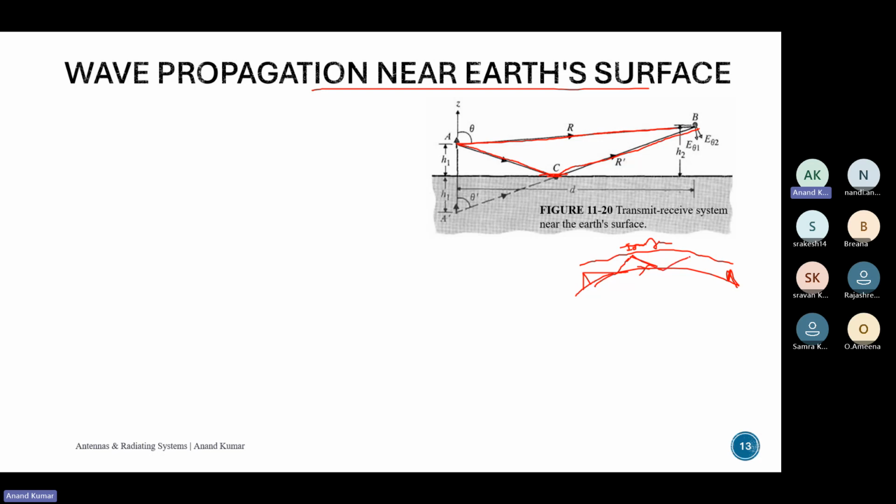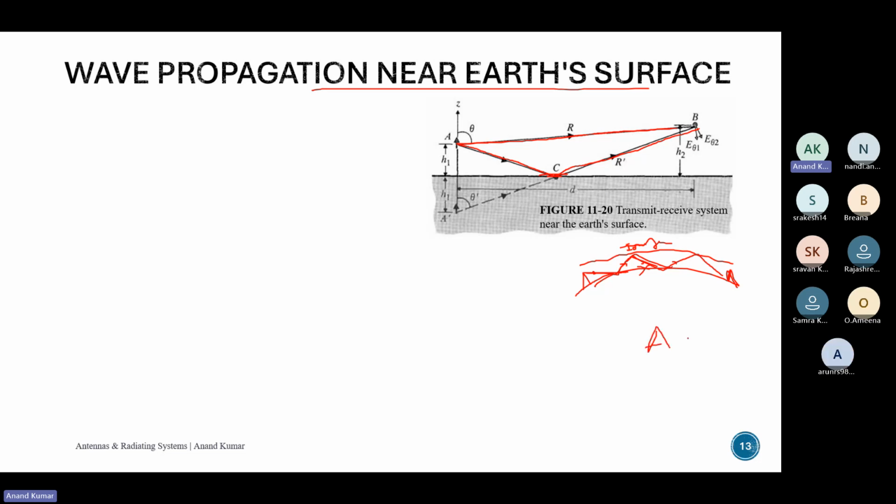so it can communicate like this as well, something like this. So there will be multipath as well. We will take a very simple case when you have your transmitter and receiver in the line of sight, but we also have the Earth for reflection. So what is the correct amount of power and the electric field which is received?